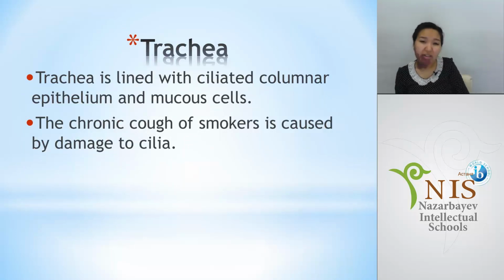The next organ is the trachea. After the pharynx, we have the trachea. We talked about the epiglottis and the maneuver, and now we want to talk about the trachea. The trachea is made of cartilage, and this cartilage is like a ring. The trachea is lined with ciliated columnar epithelium and mucous cells. The chronic cough of smokers is caused by damage to the cilia. Cilia all the time clean the air, along with mucus and moisture.